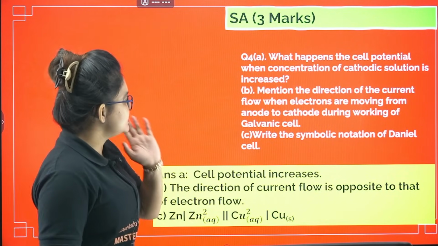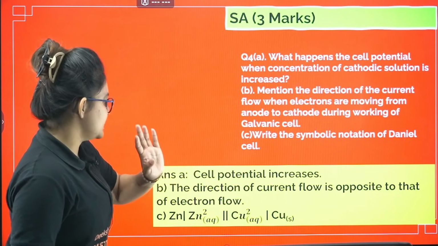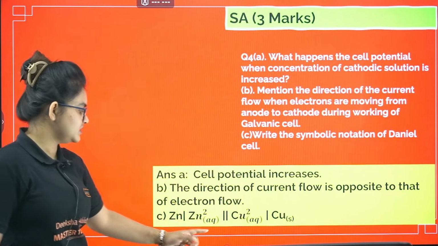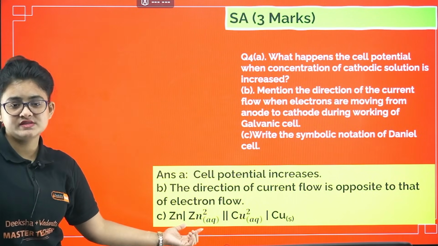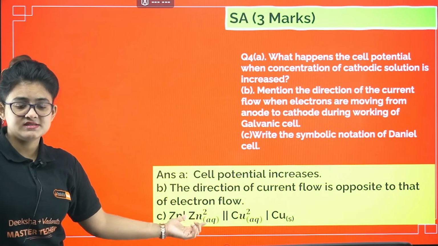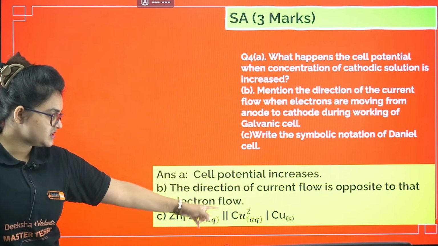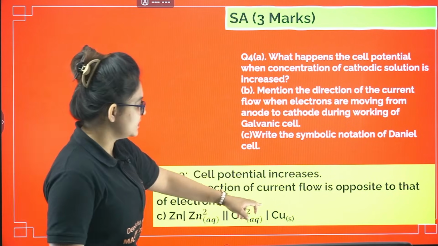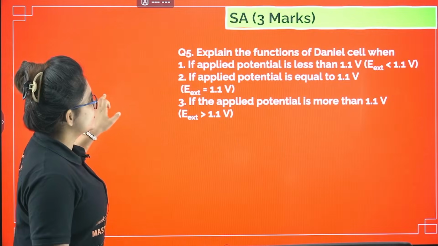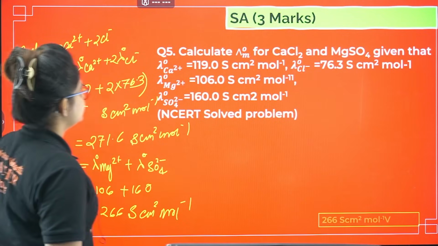Let's proceed. Write the symbolic notation of the Daniell cell. So here comes the symbolic notation. You can see Zn will be converted to Zn2+, it will be oxidized, and this is the salt bridge. Then Cu2+ from the solution will be converted to Cu. That's it. Let's proceed with the next problem.